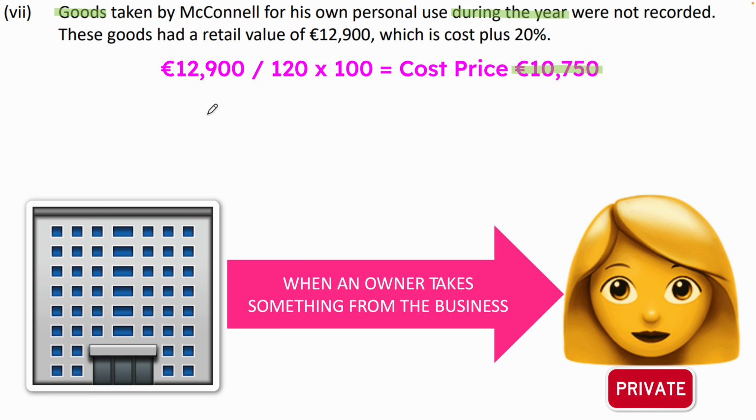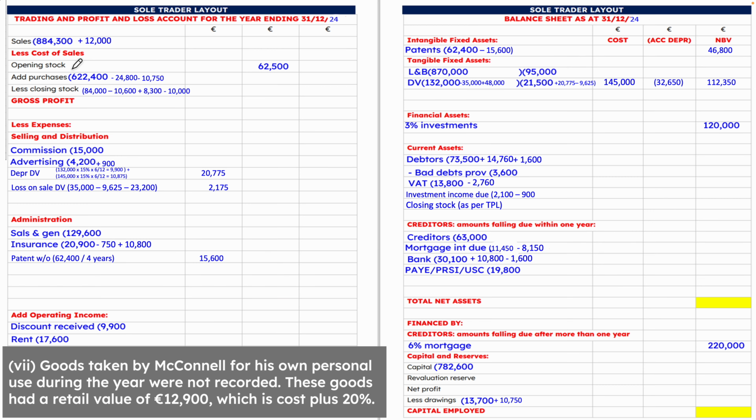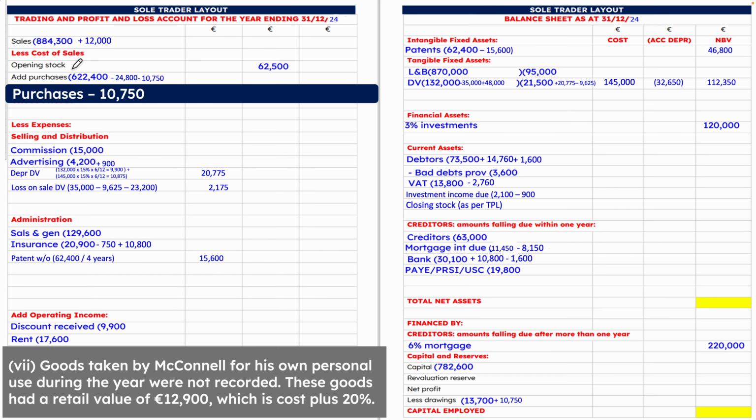But it is not closing stock because this adjustment has not mentioned anything about the end of the year. It hasn't mentioned 31st of the 12th. It hasn't mentioned late December. It hasn't mentioned anything about closing stock. So when you see goods accompanied with the words during the year, or during 2025 or during 2024, whatever it might be, that is purchases only.